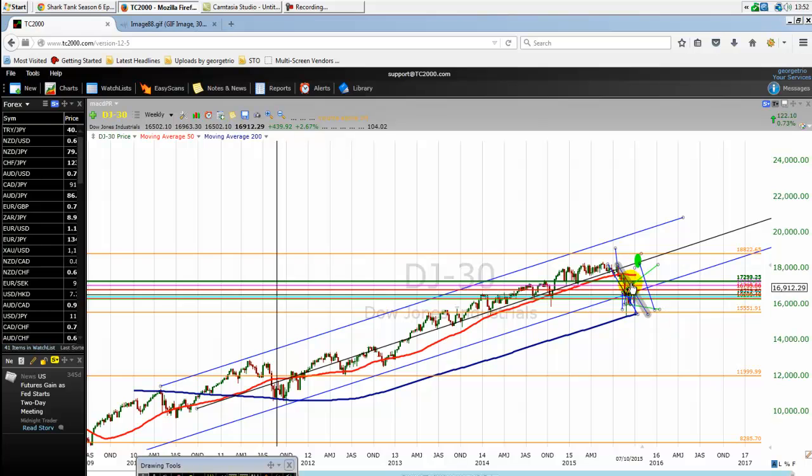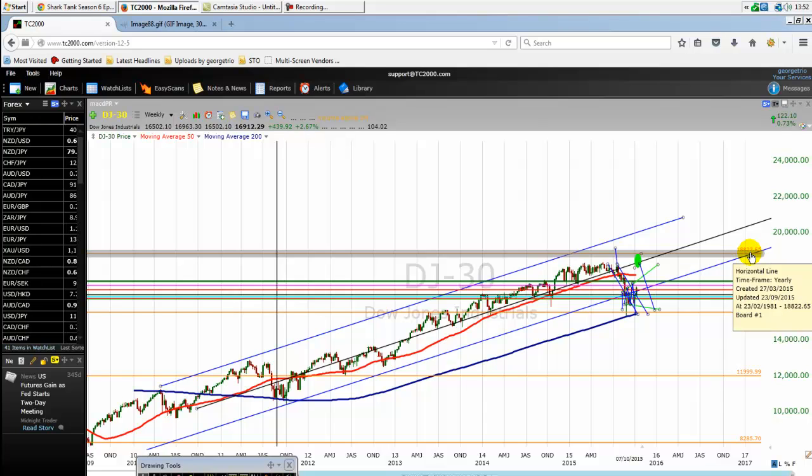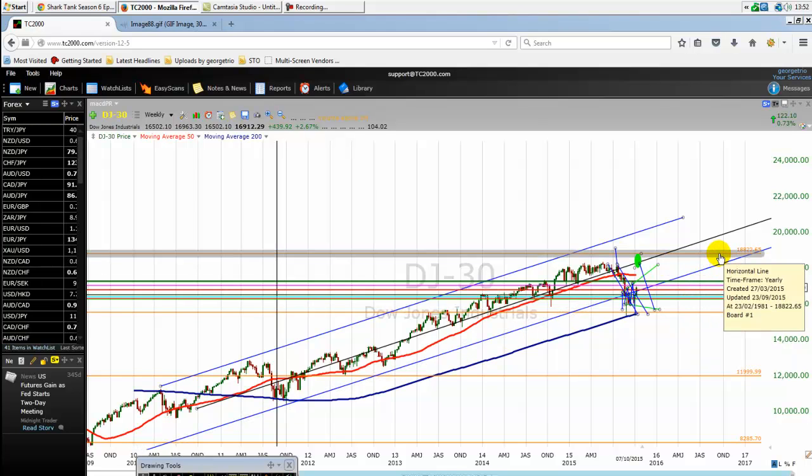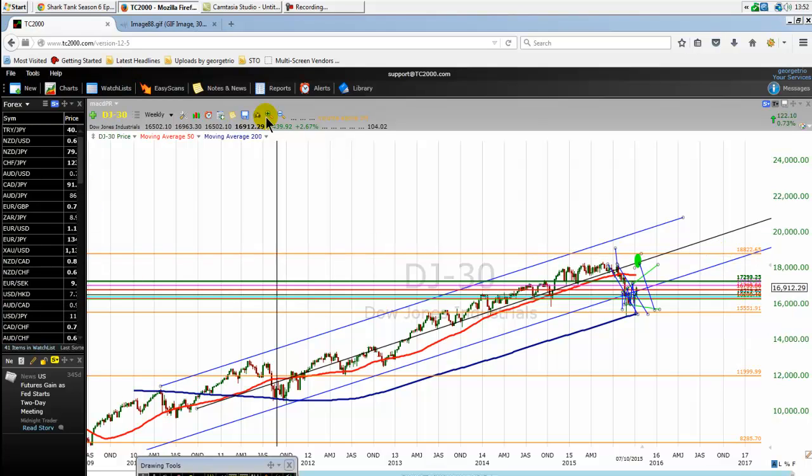It's about to form ABC, okay? 1, 2, 3 down to revisit the level of 15551 before it will go back up to the July 2016 high. That's our expectation. The ultimate bullish target is here in the zone of 18822. It will be better to form ABC, revisit the level of 15551, and then go back up to the level of 18822. That remains to be seen. It makes sense? All right.